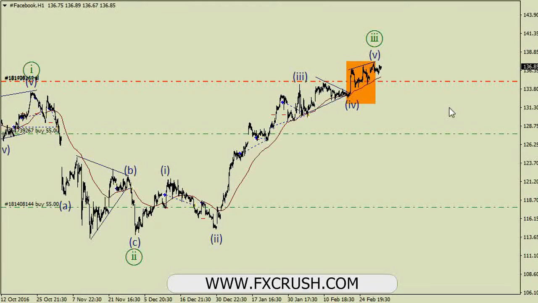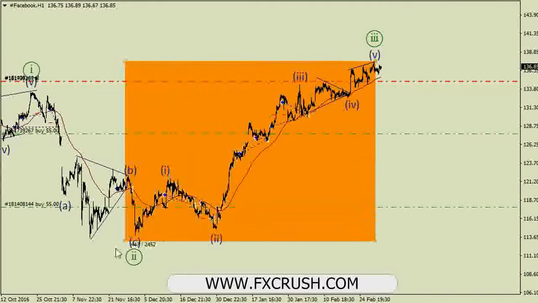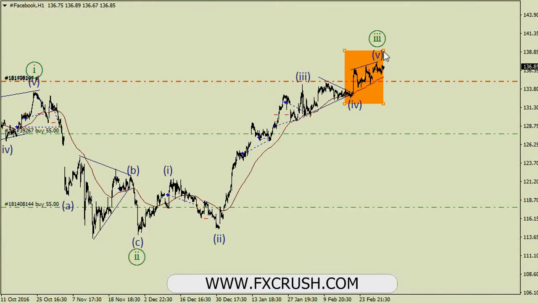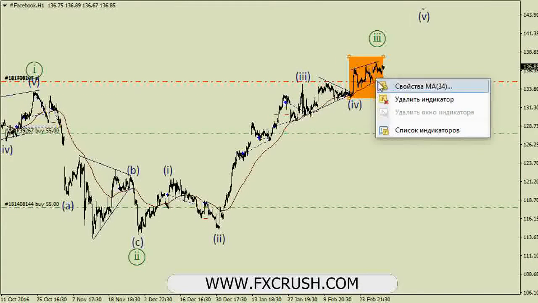And there's a very interesting moment on Facebook, because it seems like this wave 3 ended and we've got a diagonal triangle which could be wave 5. At the same time, this diagonal triangle could be the first wave inside this wave 5, which could be, in this case, a little bit bigger. So I'm keeping my long trades with stop losses under this moving average line.